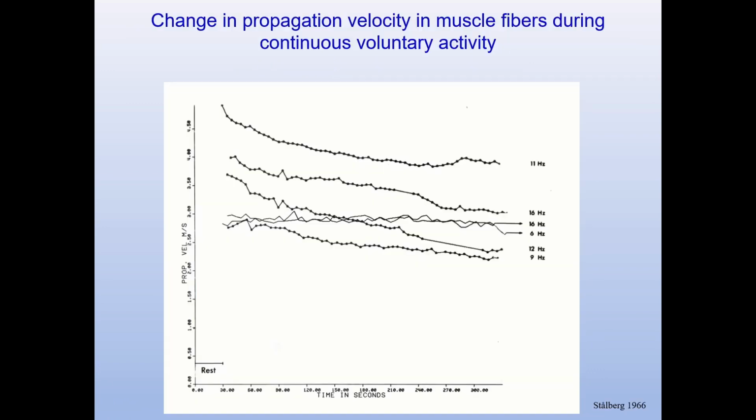And I will just mention two aspects. One is that during voluntary contraction, here is 300 seconds, the propagation velocity, which starts at 4.5 meters per second here, goes down continuously to 4 meters per second. And this one goes from 3.6 down to something like 2.6. So that is a typical thing. It happens to most of the fibers, but not all. And we can hear that with the surface EMG, that signals become more dull. And we can also hear that with the needle recording during continuous activity.